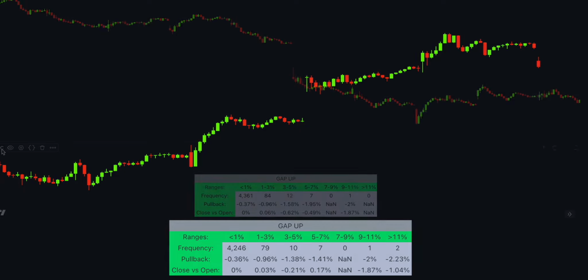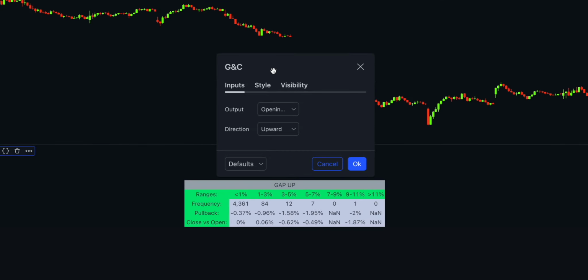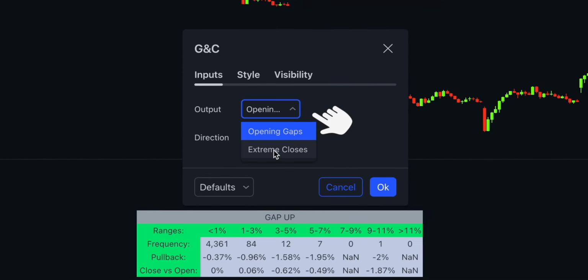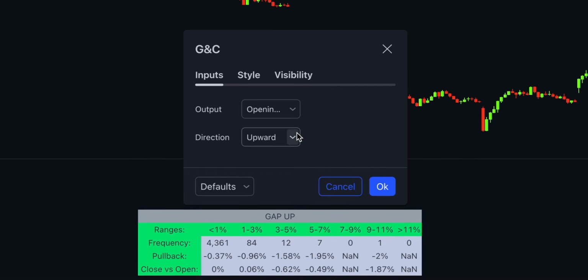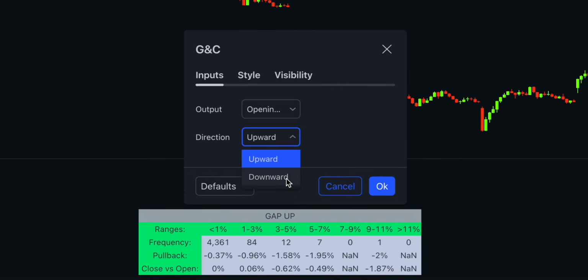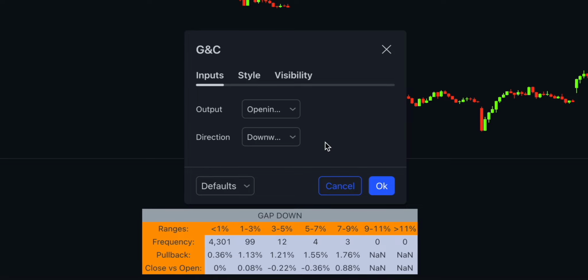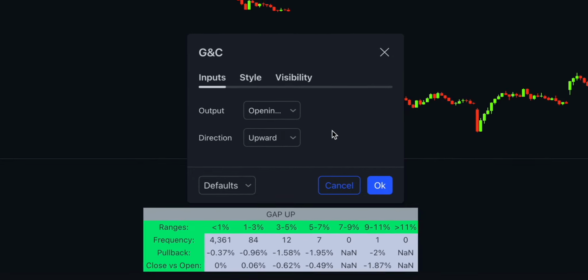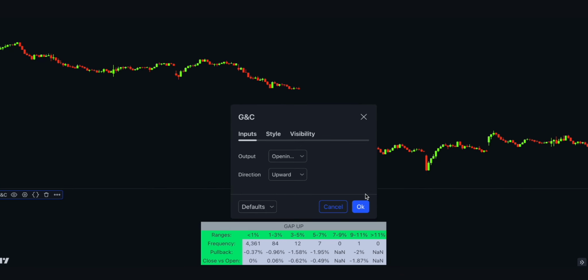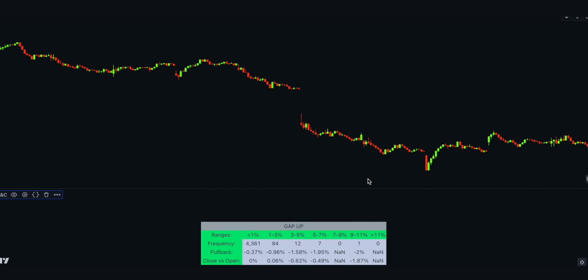In the indicator settings, you can choose the output, opening gaps or extreme closes. In this video, we'll focus on the opening gap strategy. There is also an option to choose the price direction, upward or downward. If you decide to trade in both directions, simply add another gaps and extreme closes indicator to your chart.